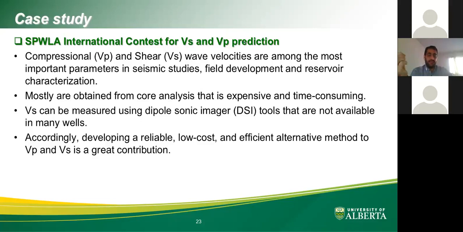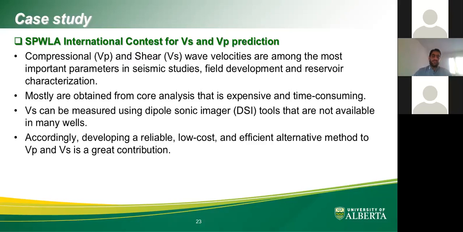As you know, compressional and shear wave velocity are among the most important parameters in seismic studies and for reservoir development. Mostly they are obtained from core analysis and some DSI tools that are not available in many wells, and core analysis is expensive. So developing a reliable, low cost and efficient alternative way for VP and VS prediction is a great contribution for reservoir management.